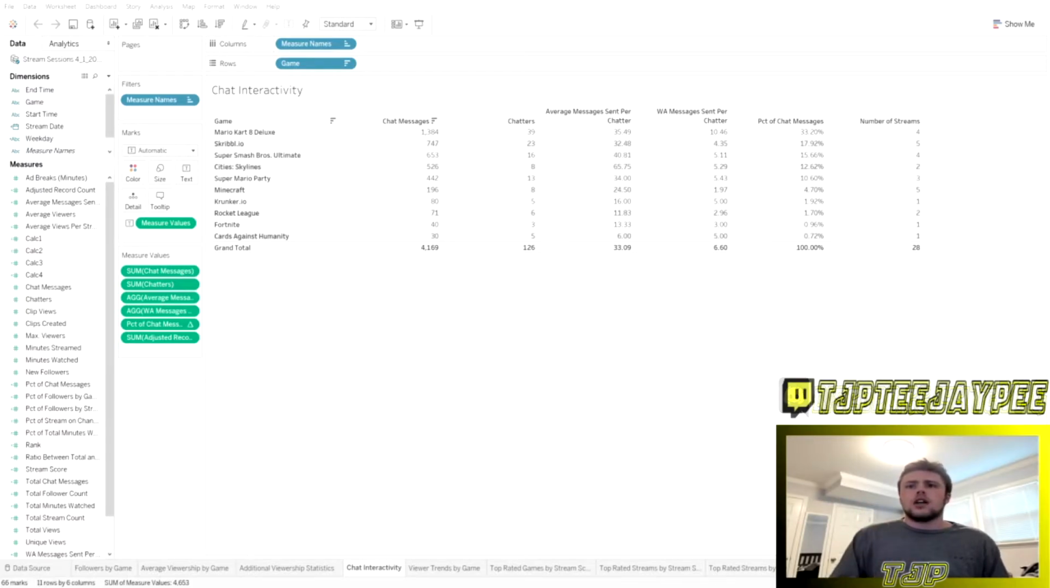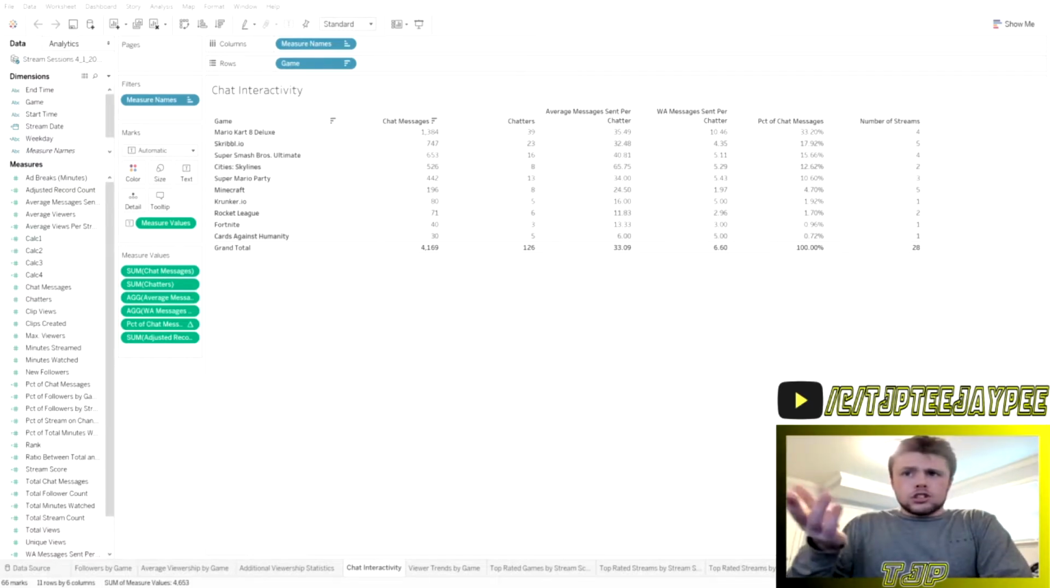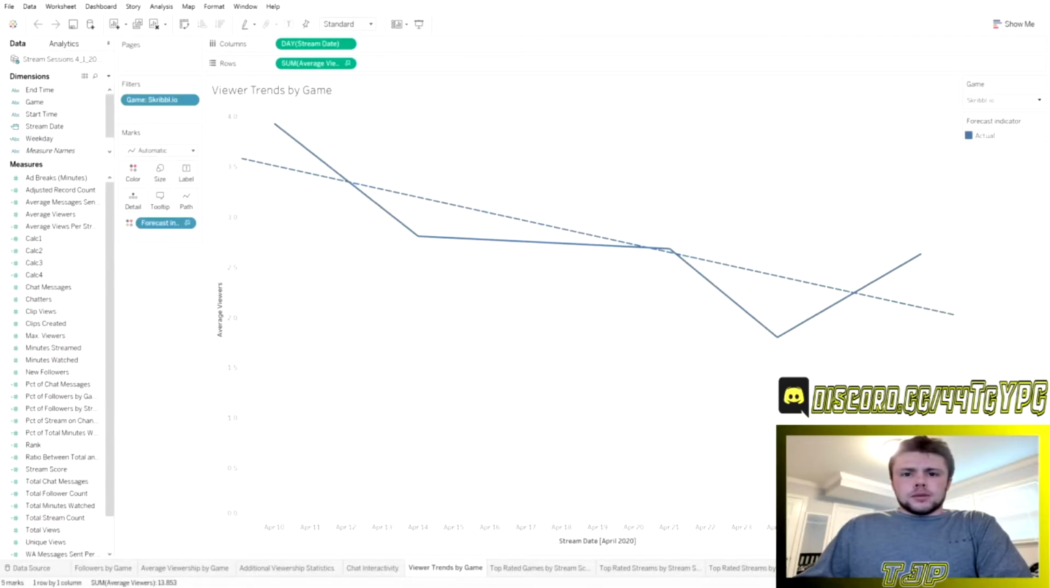The next 2 are my formulas. I made an average messages sent per chatter, then a weighted average. The weighted average is typically going to be lower, but we're going to slip by that. Then percentage of chat messages, again another table calc, and then of course the number of streams. I have that in pretty much every view, just to remind myself how many times I streamed it.